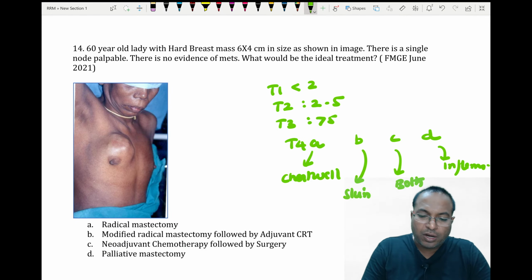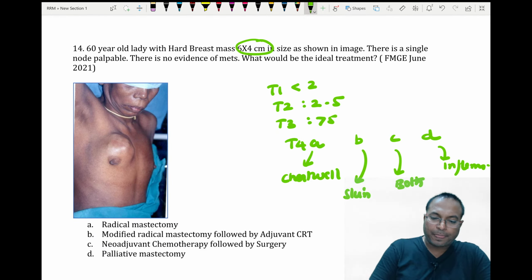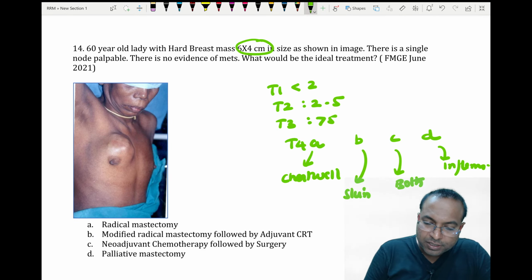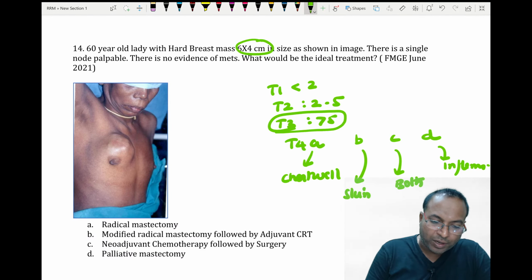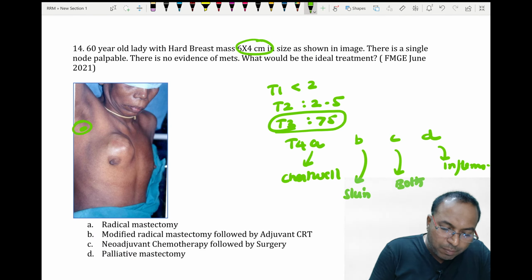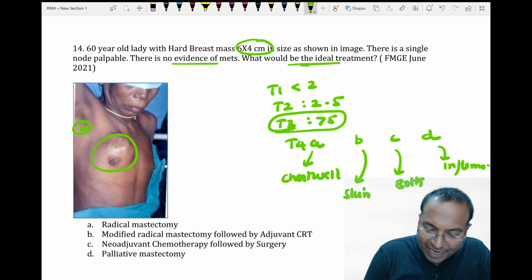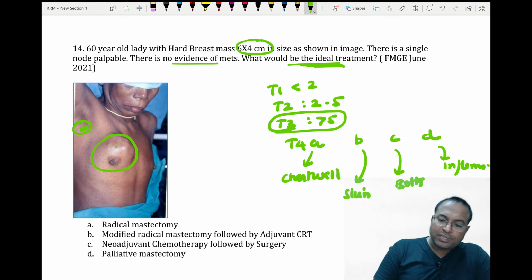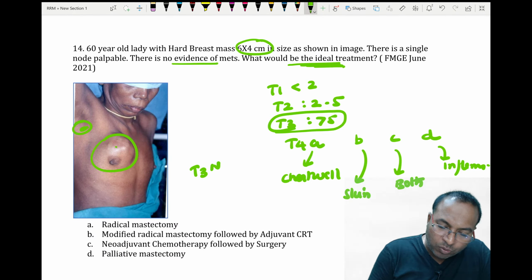So this is a question asking on 4 to 6 centimeter. Crossing 4 centimeter means it is a T3 tumor. There is a single node palpable here and there is a tumor here. There is no evidence of mets. What should be the ideal treatment? So this is a case of T3N1.